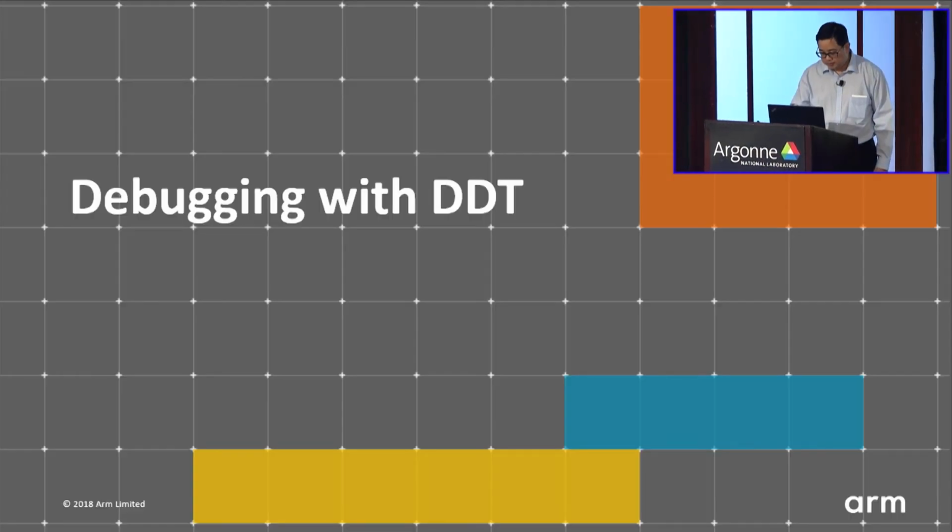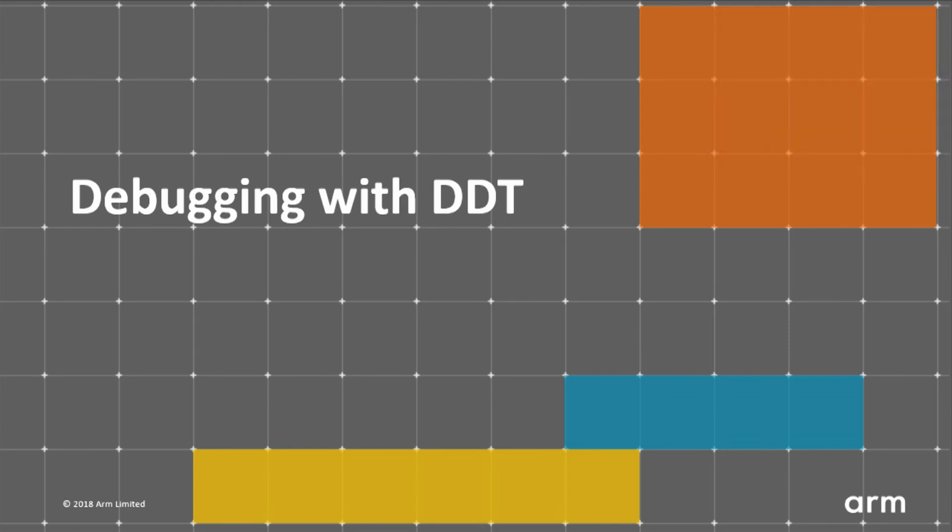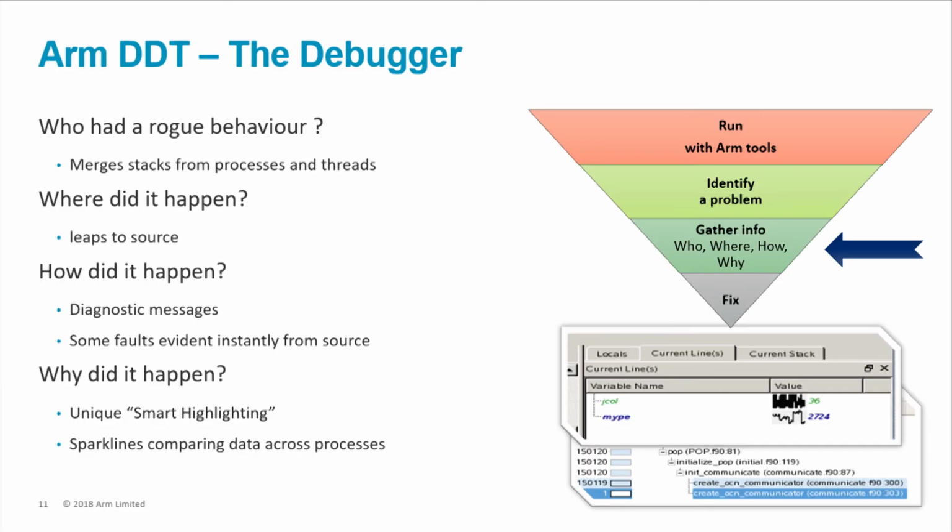All right, focusing more specifically on DDT. You would use our debugger once you've identified that you've got a problem. The idea is to use the tool to gather information about what happened in your code. These are the types of questions you typically want answered: who, where, how, and why. Who had a rogue behavior, where did it happen, how did it happen, why did it happen.